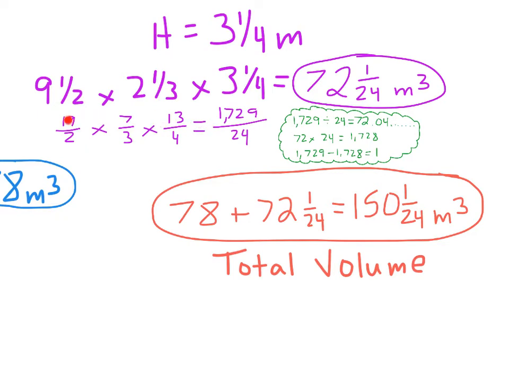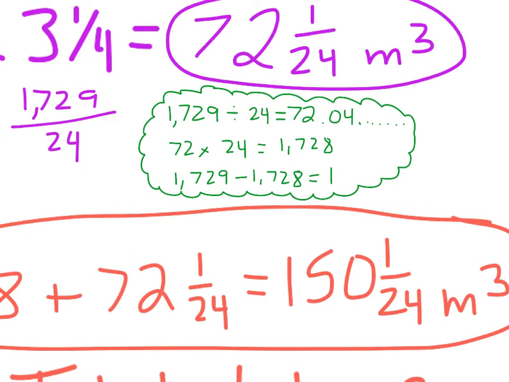But that gives me, when I multiply 19 times 7 times 13, 1,729 over 24. So now I want to get it back to a mixed number. How did I get to 72 and 1/24? That's what this little bubble is here. So this is how I do that. I take my answer over my denominator and I divide them because fractions are division. And I got 72 point and a long string of decimals. None of this really is important to me.